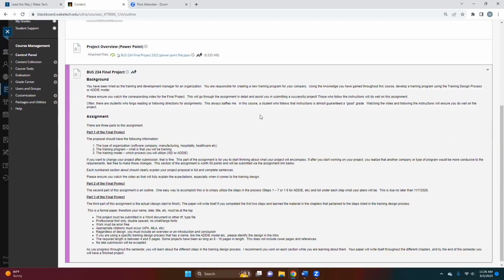The only thing I'm going to talk about, and I'll say it a couple different times, is that this is a research paper on a training model. So you are not creating training. There are some students who miss that point, and at the end of the semester, they submit a research paper that is basically a training they created. I'm going to try to make this very clear. You are not creating a training. Instead, you are researching how to create a training, meaning the different training models.